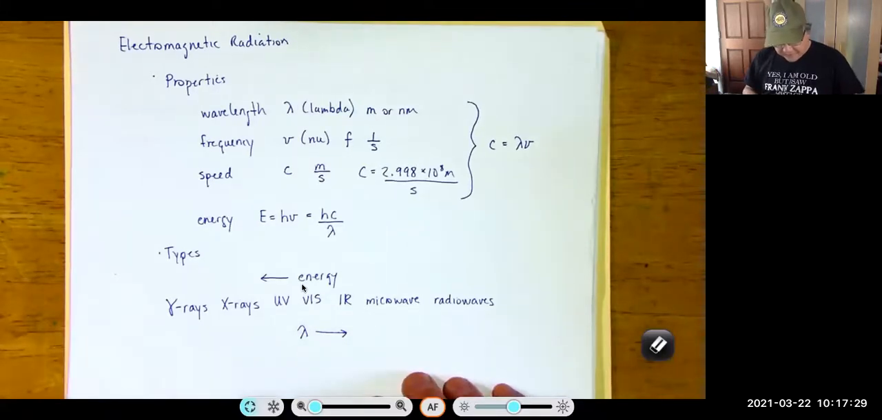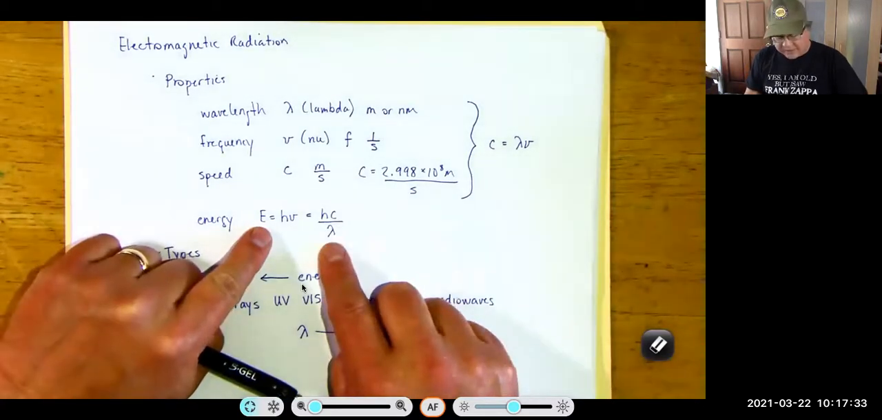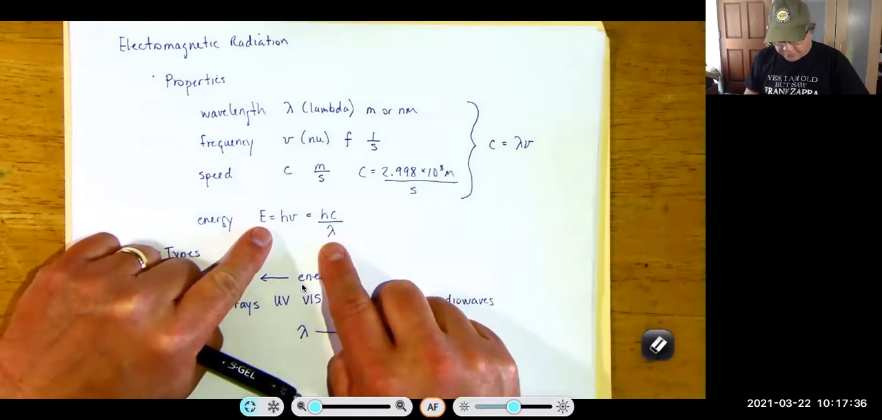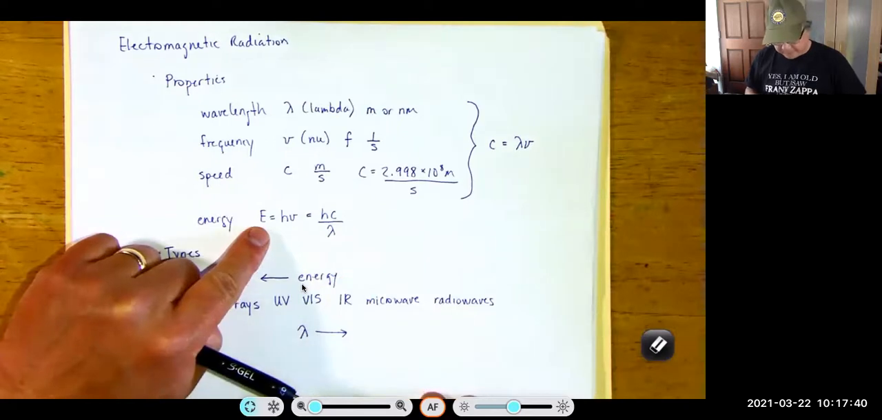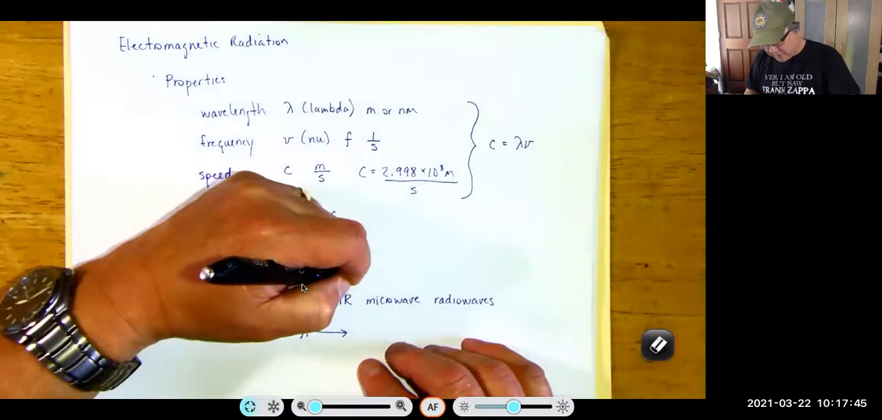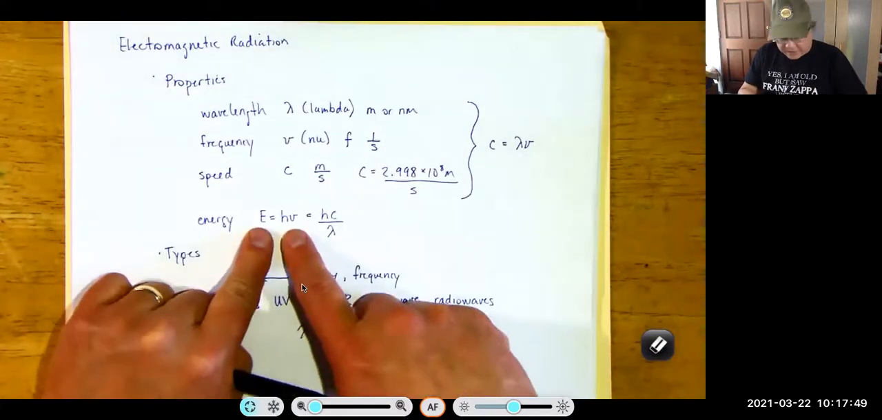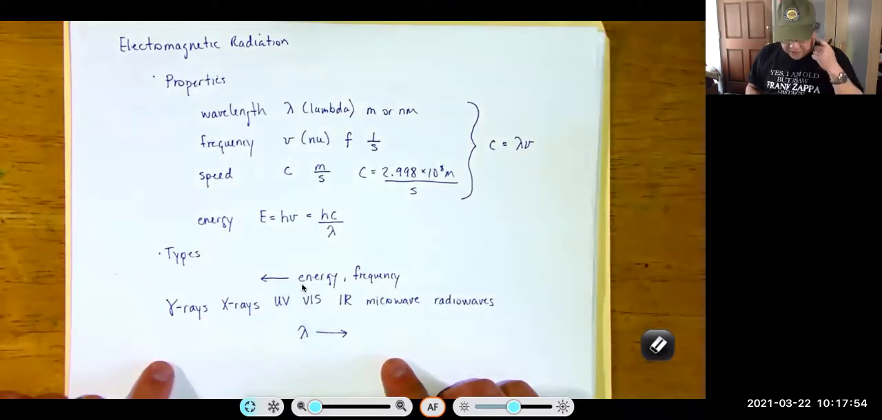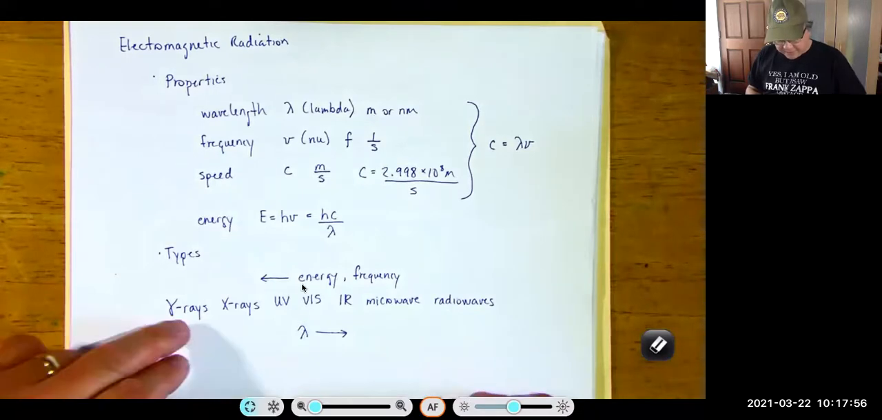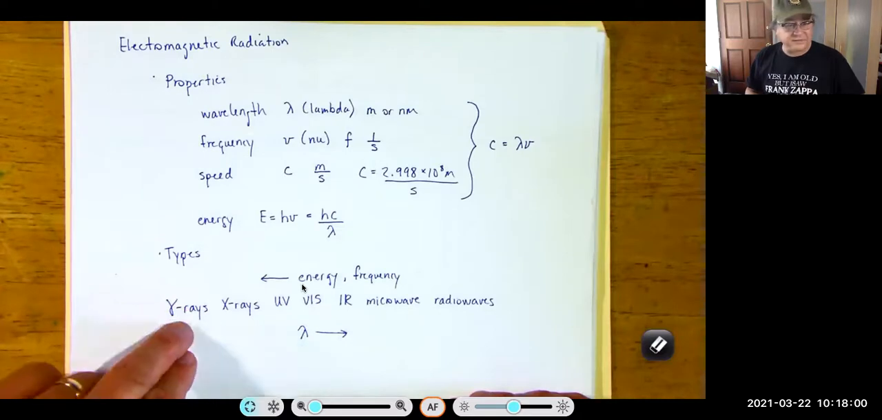Now, this kind of makes sense because we can see that the relationship between energy and wavelength is inversely proportional. So that means as the wavelength increases, the energy decreases. Now, we can also put frequency here because we can see that from this equation, energy and frequency are directly proportional. So X-rays have more energy, they have higher frequency, and they have shorter wavelength.